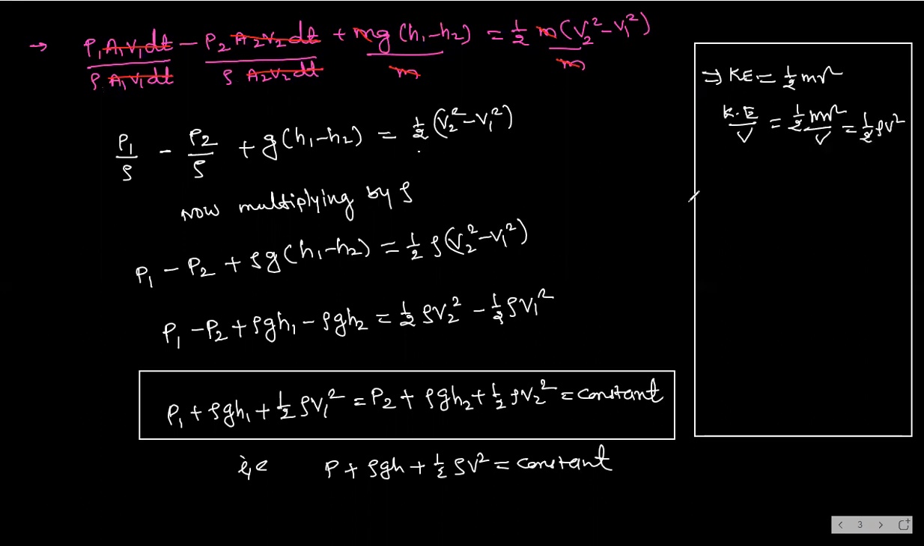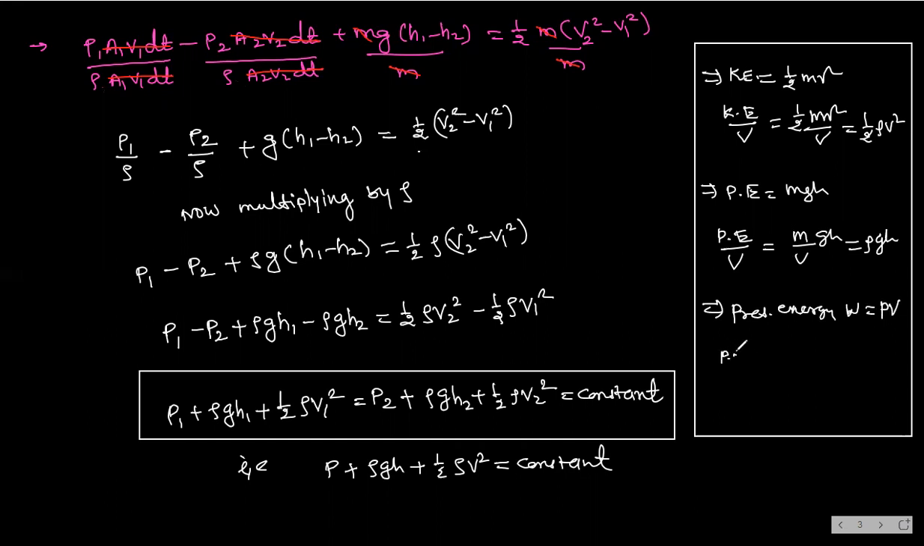This I have already explained. Again I am explaining. Potential energy is equal to mgh, and therefore potential energy per unit volume is equal to m by V into gh, that is equal to rho gh. And pressure energy, W is equal to PV. So pressure energy per unit volume is equal to PV by V, and that is P. And therefore the sum of pressure energy per unit volume, potential energy per unit volume, and kinetic energy per unit volume is always going to be constant in Bernoulli's theorem. That is the proof of Bernoulli's theorem. Understood? Clear?